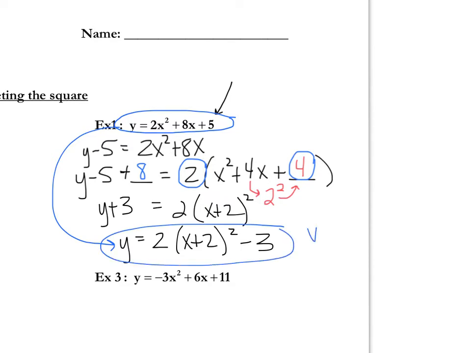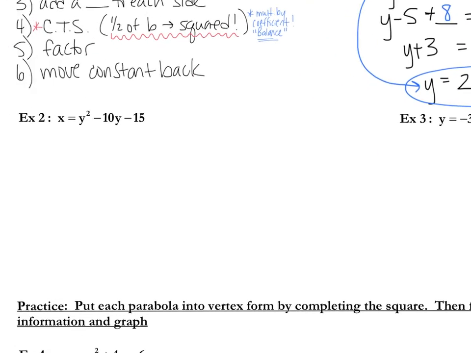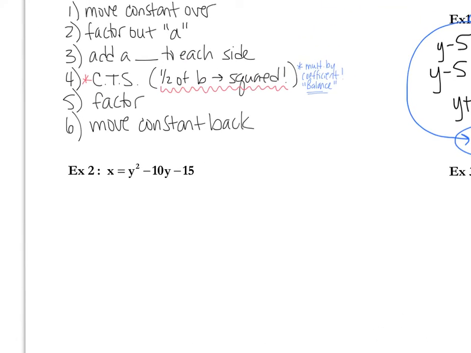Okay, so just remember our vertex here is going to be -2, -3. And I bet when I did my negative b over 2a up here, I got -8 over 2 times 2, which is -2. Did you know when you plug in that -2, you get -3? Okay, so we end up with the same exact parabola, just in 2 different forms. So the cool thing about completing the square is that now we get to take a standard form parabola and we get to turn it into vertex form. Alright, so let's try a couple more. Here's a sideways one. How do I know it's sideways?